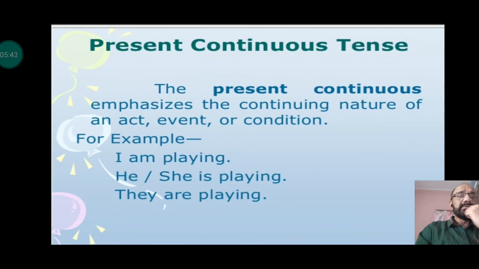Present continuous tense. The present continuous emphasizes the continuing nature of the act, event, or condition, something that is happening right now. That is, I am playing, they are playing, she is playing, or he is playing. It's continuous. The auxiliary verb is be plus the participle form of the verb, the ing form of the verb. And this indicates something that is in progress right now.